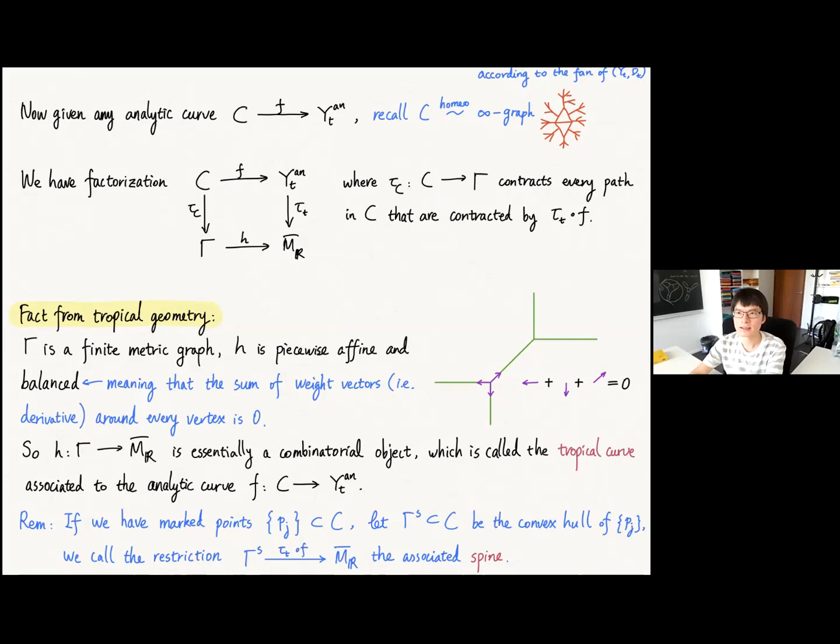Recall that in the last lecture, the associated spine is just F restricted to the convex hull, because in the skeletal curve case, the spine maps automatically to the skeleton of U. Here, for a general curve, which might not be skeletal, we restrict it to the convex hull, but we need to compose with the retraction map tau t, which depends on choice of models.